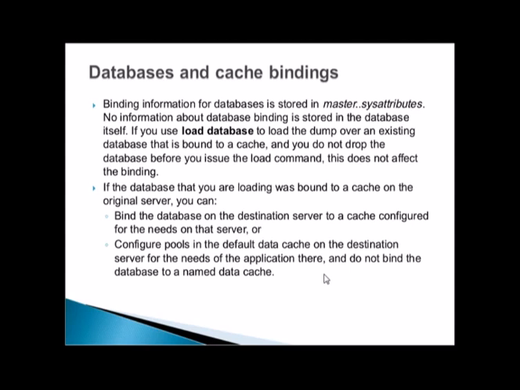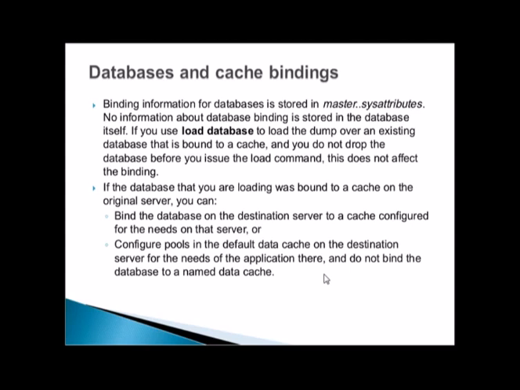Binding information for a database is stored in master sysattributes. No information about database binding is stored in the database itself. Please be careful about it. So if you want to understand what cache is bound with that particular database, you can find the details in sysattributes, which is under the master database.